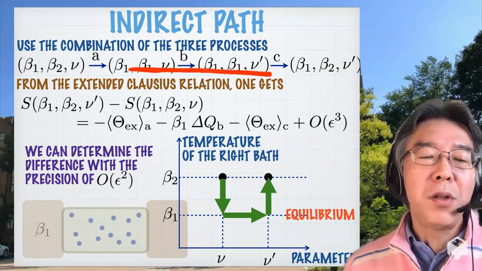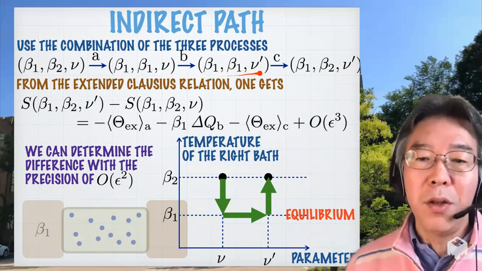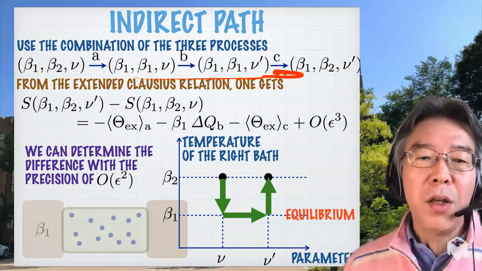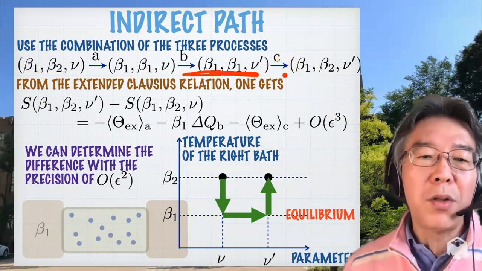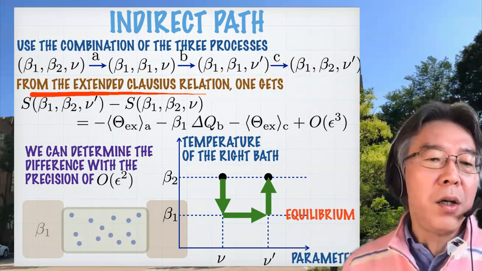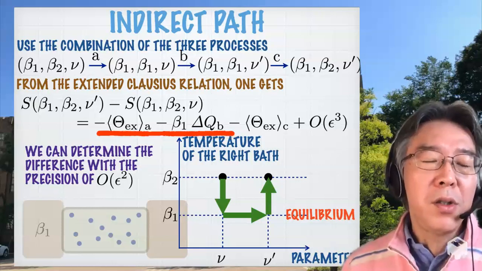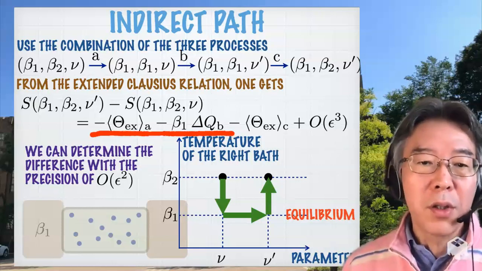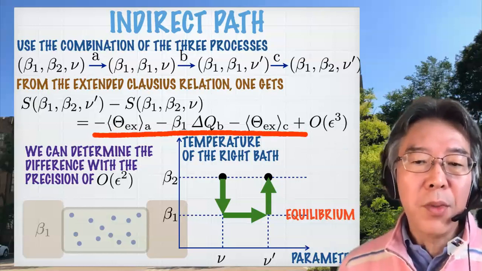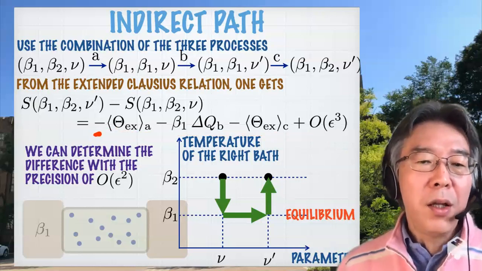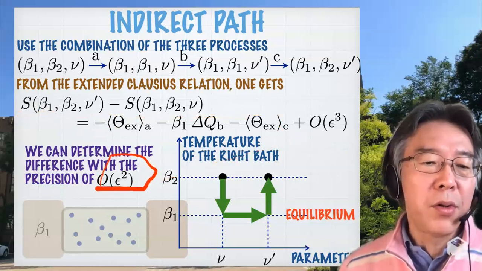And here, this is the equilibrium. This is just a usual equilibrium isothermal operation. So you can use the usual Clausius relation, and here use our extended Clausius relation between equilibrium and NESS. And in this case, what we get is this. So here again, these are the quantities that you can determine by measuring heat currents. And we can determine the difference in entropy with higher precision, order epsilon squared.